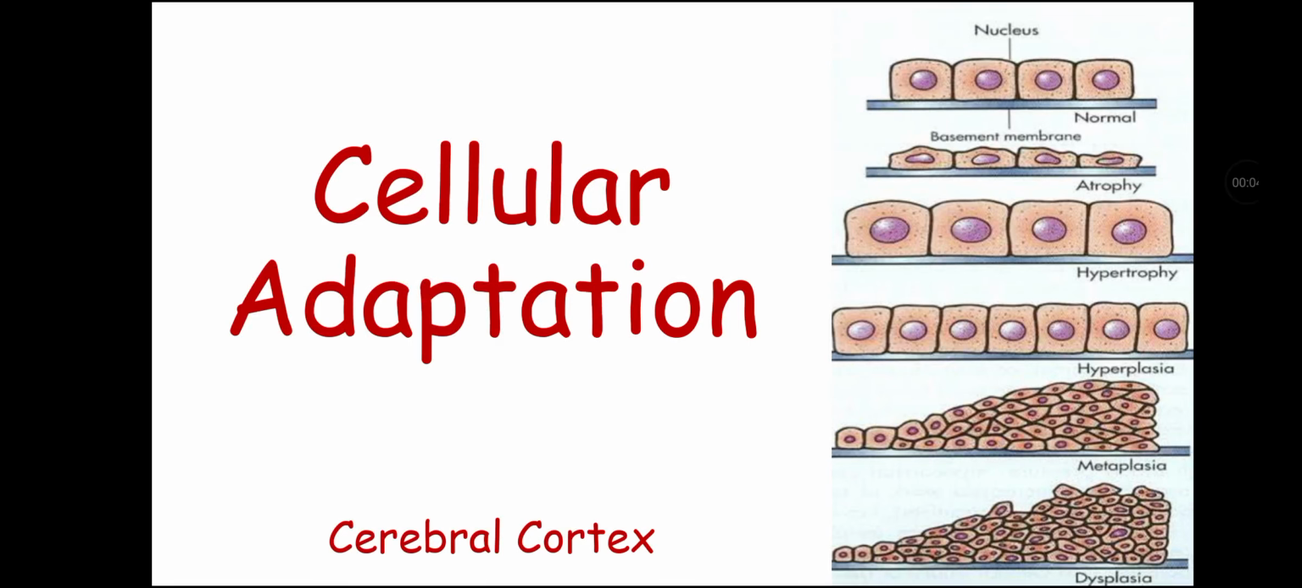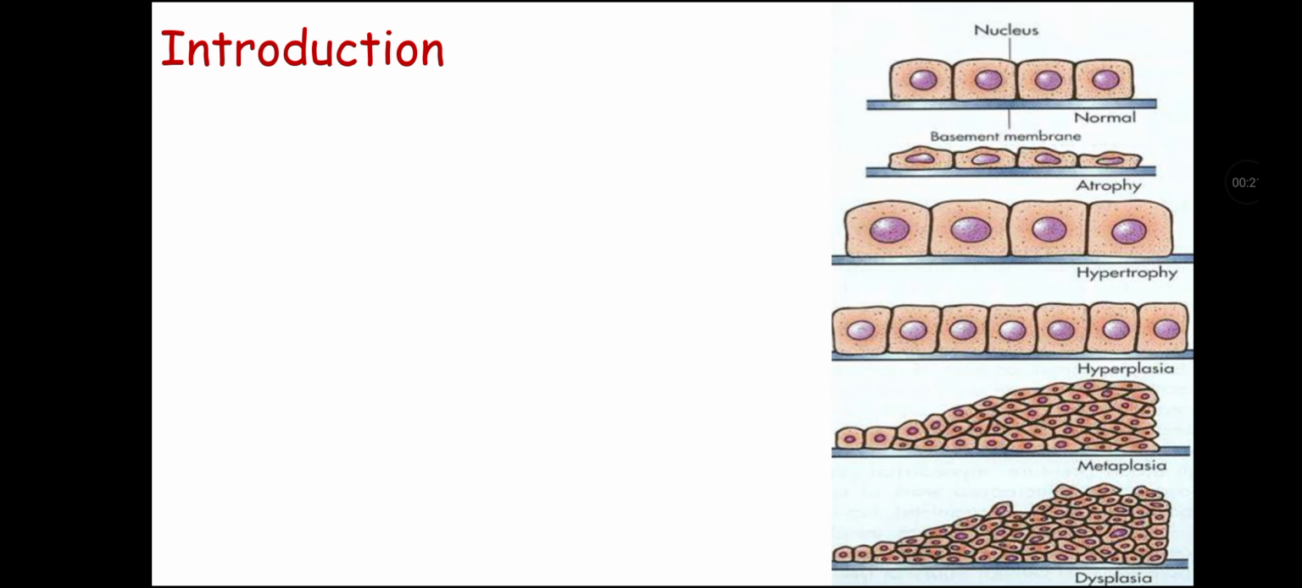Today we are going to talk about cellular adaptation. And here at the side you can see the diagrammatic representation of normal cells, atrophic cells, hypertrophic cells, hyperplastic cells, metaplastic cells and dysplastic cells for the reference. So let's start our topic with introduction.